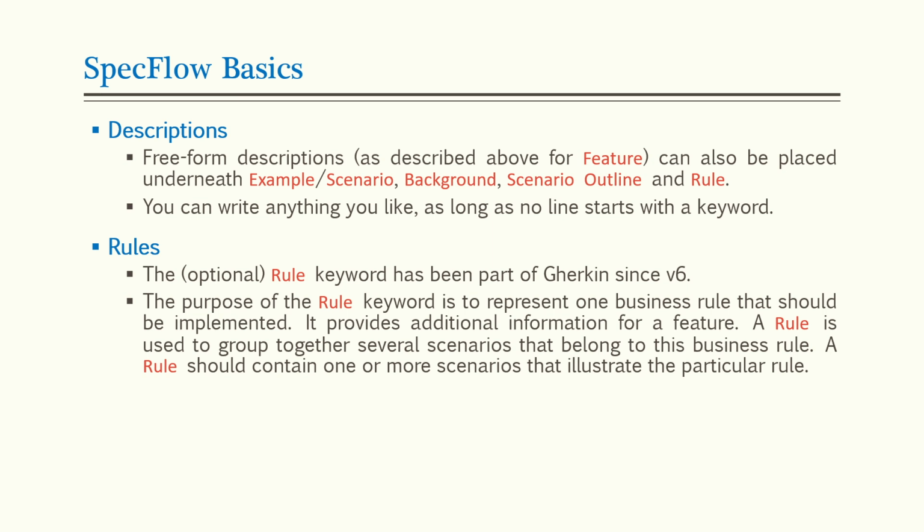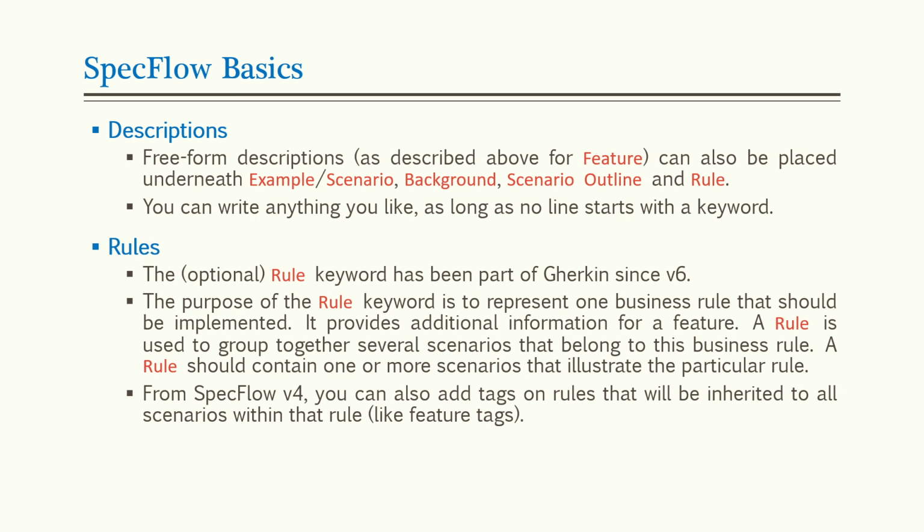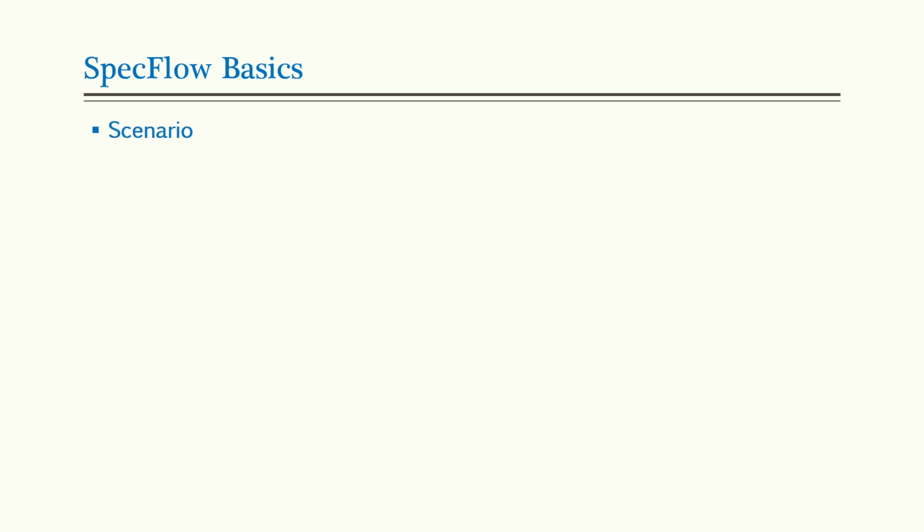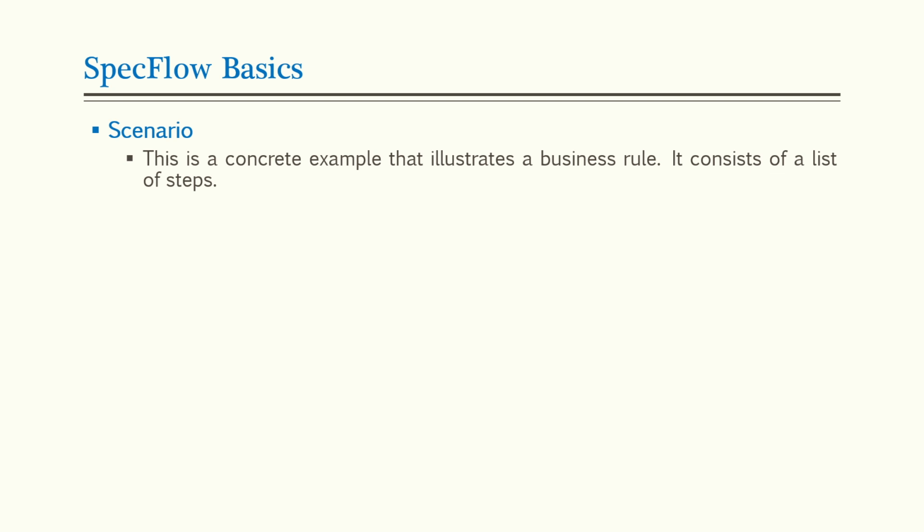A rule is used to group together several scenarios that belong to this business rule. A rule should contain one or more scenarios that illustrate the particular rule. From SpecFlow version 4, you can also add tags on rules that will be inherited by all the scenarios within the rule. Next is scenario. This is a concrete example that illustrates a business rule. It consists of a list of steps. The keyword Scenario is a synonym of the keyword Example.